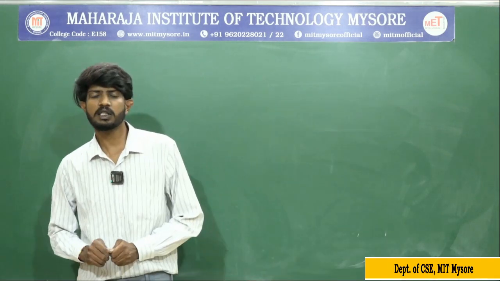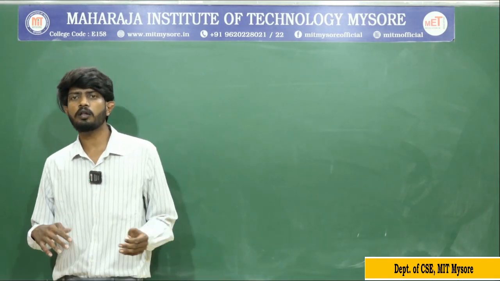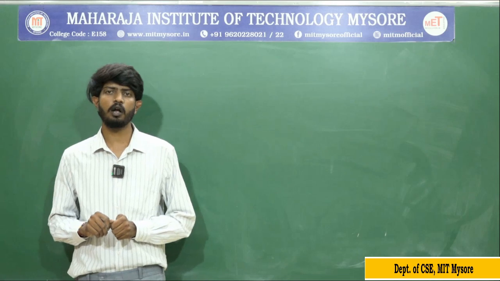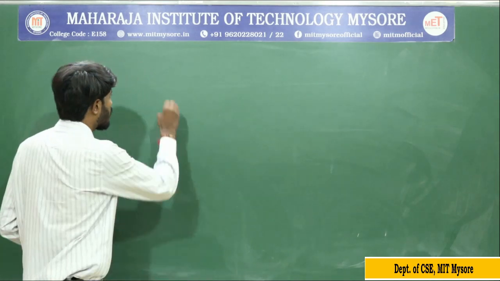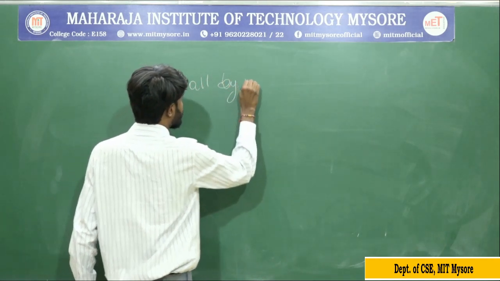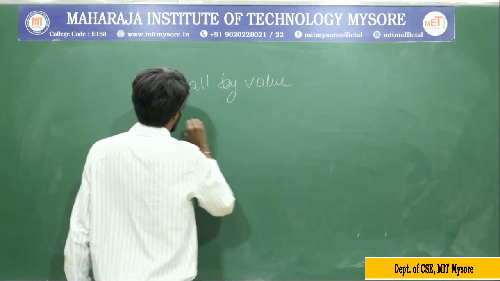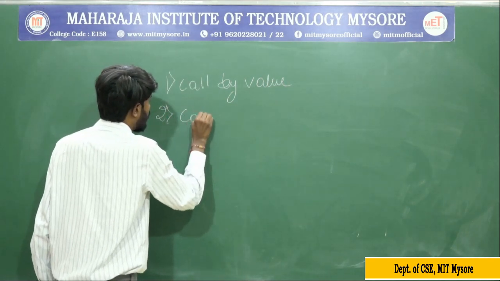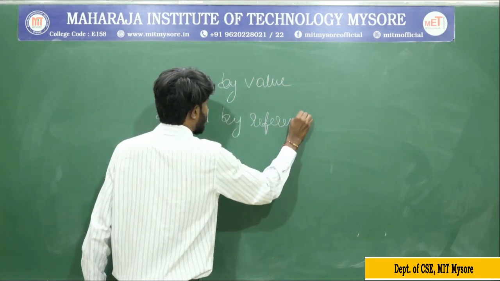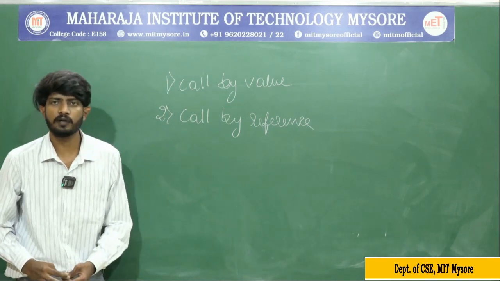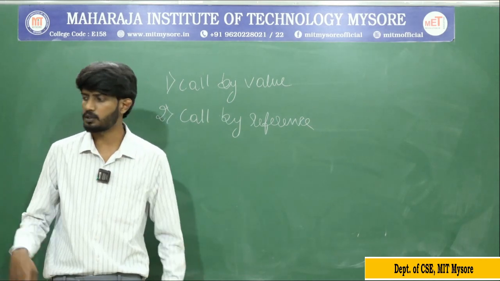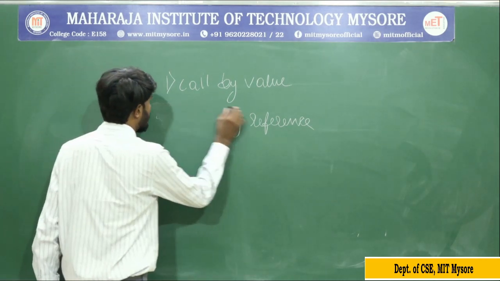Okay. So next is how to call functions in different ways. There are two types of calling a function. One is call by value and another one is call by reference. So you can call a user defined function in two ways. Firstly, we are going to deal with call by value.